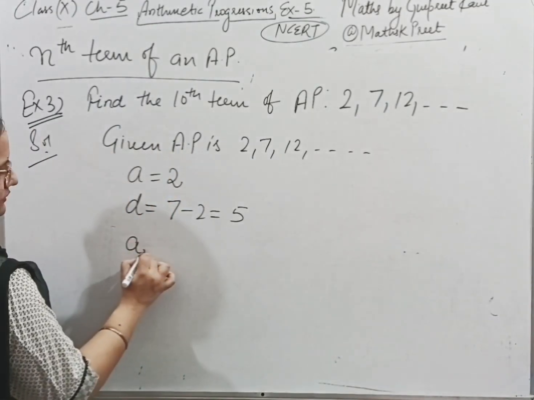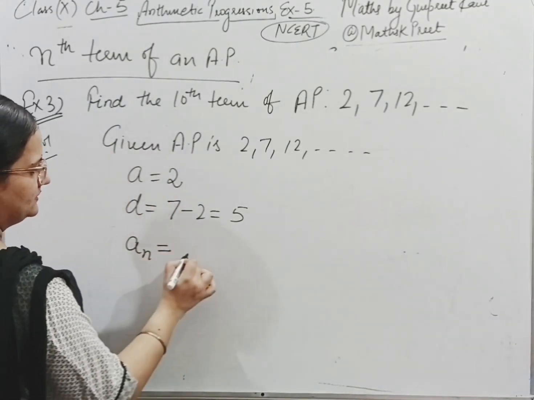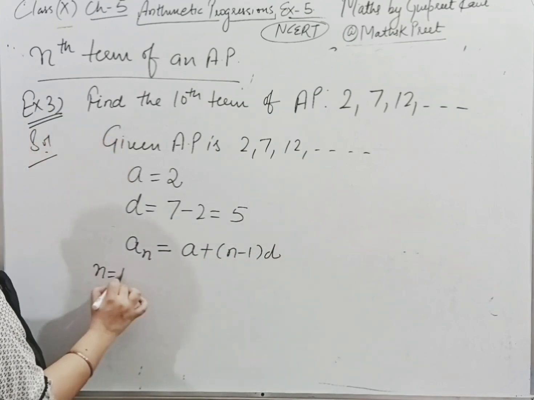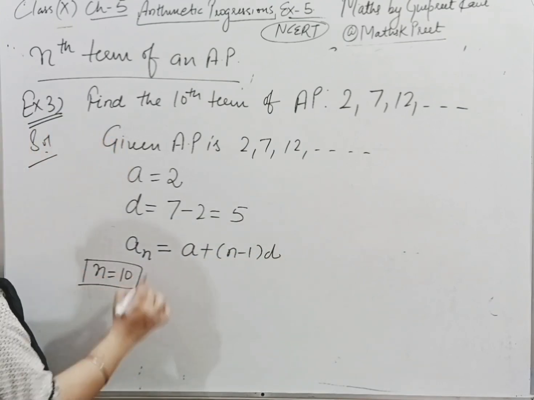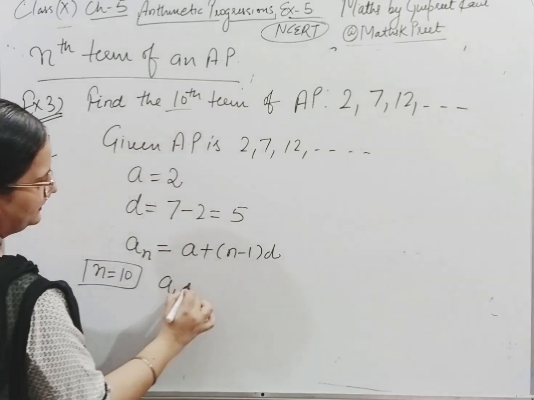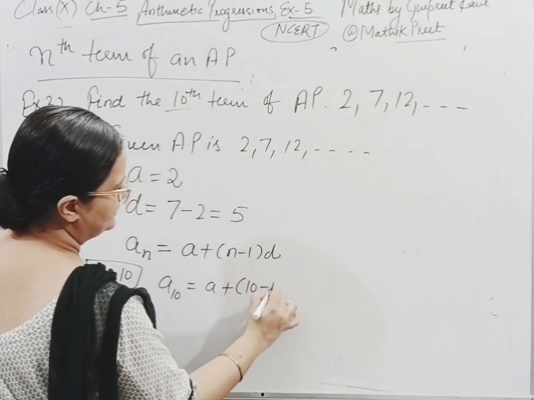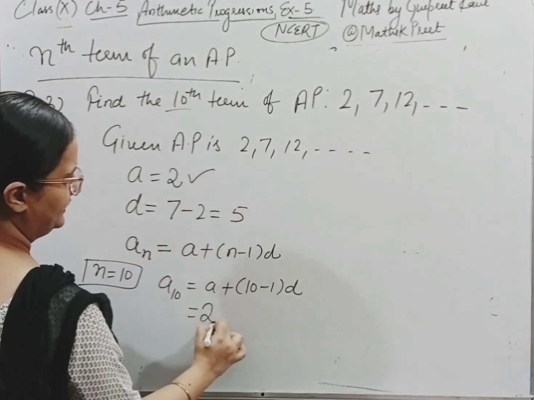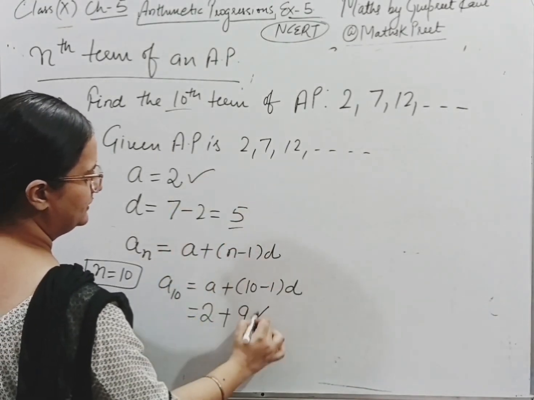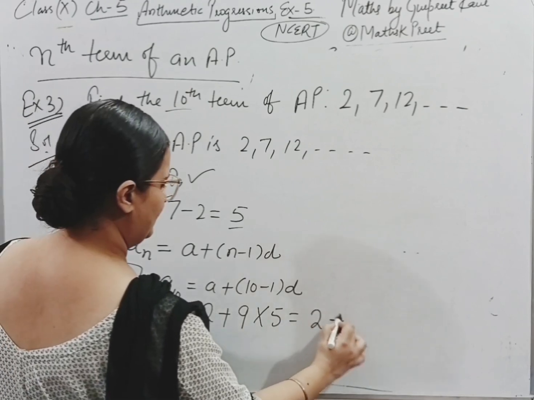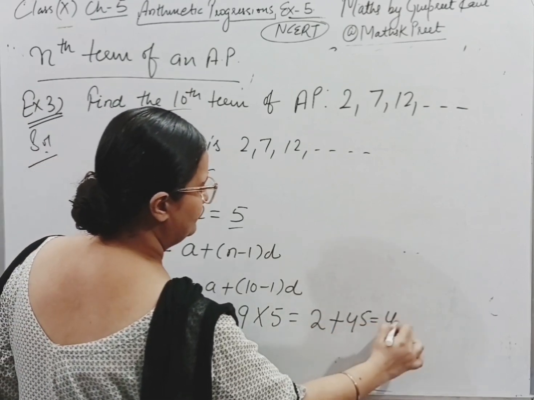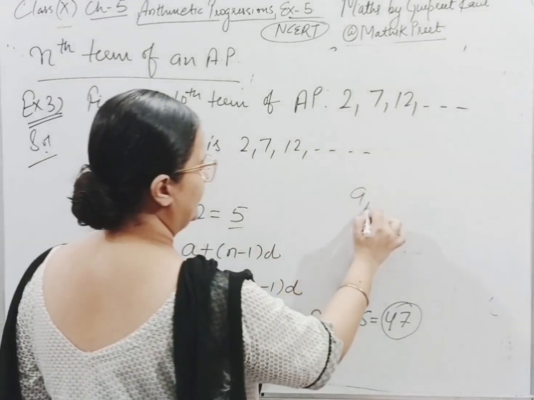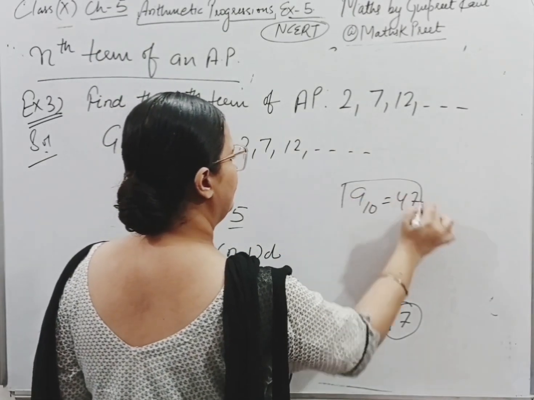We know the formula to calculate the nth term. The formula is An is equal to A plus n minus 1 into D. But here n is what? 10. Why? Because we have to calculate the 10th term. So A10 will be A plus n minus 1 into D. A is 2, 10 minus 1 is 9 and the value for D is 5. So it is 2 plus 9 times 5, which is 45. So the value for the 10th term is 47. So A10 is equal to 47 will be your answer.